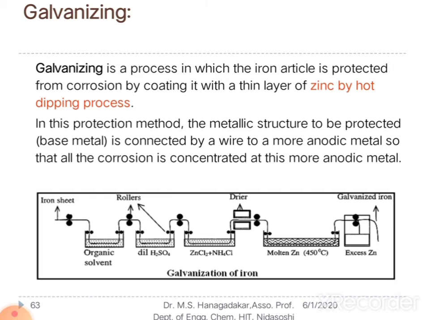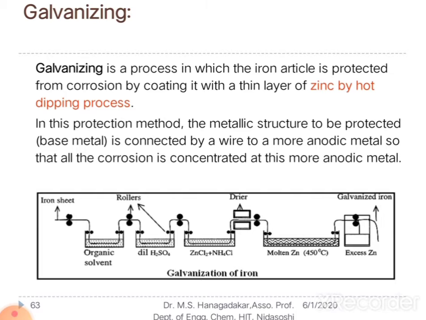In this protection method, the metallic structure to be protected acts as the base metal and is connected by wire to a more anodic metal, so that all corrosion is concentrated at the more anodic metal.